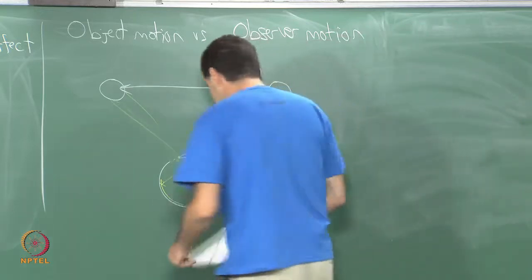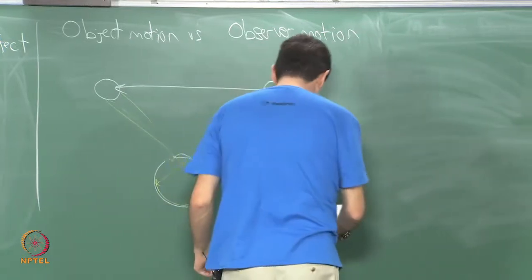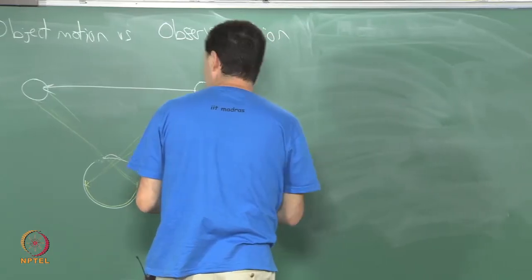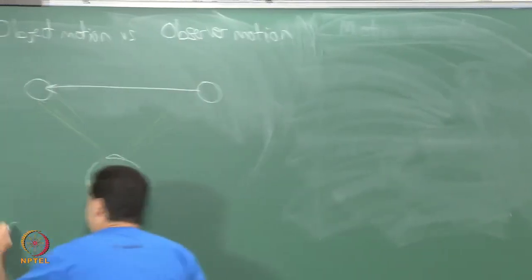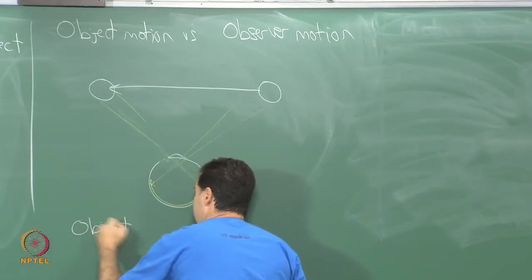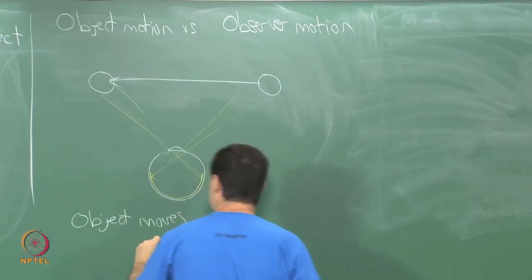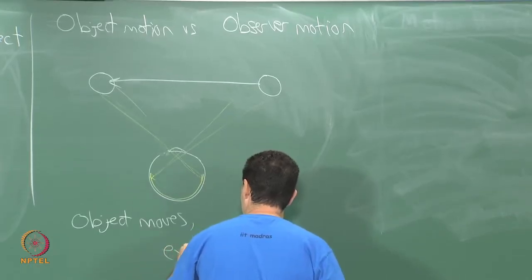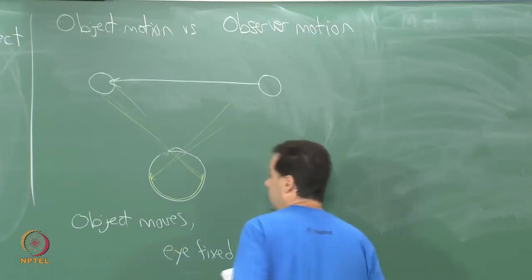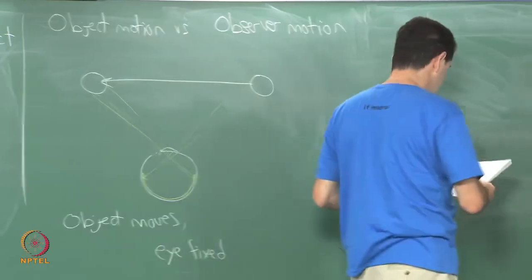So that's one possibility. The object moves, and the observer is fixed. The observer's head and the eye are fixed.